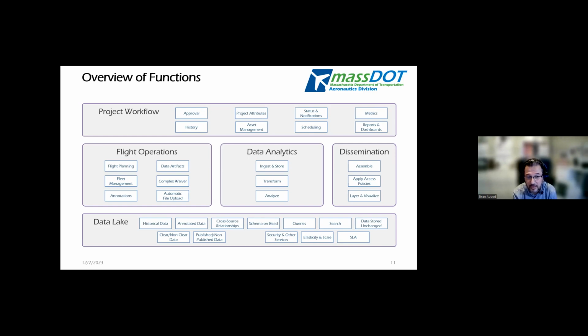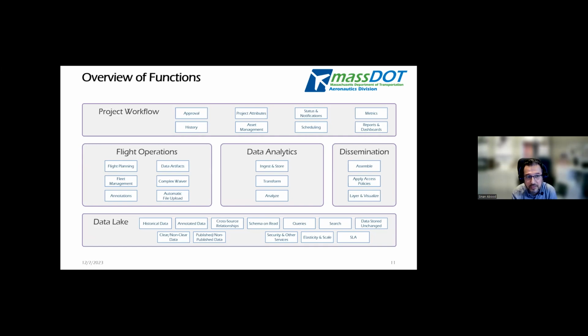After collecting data, they push the raw UAS data, whether imagery, pictures or videos, to our data lake. Then the data team takes over and does our magic, our analytics, and then we push back to our dissemination platform, so the customers or our users can access it and leverage it in their decision making.